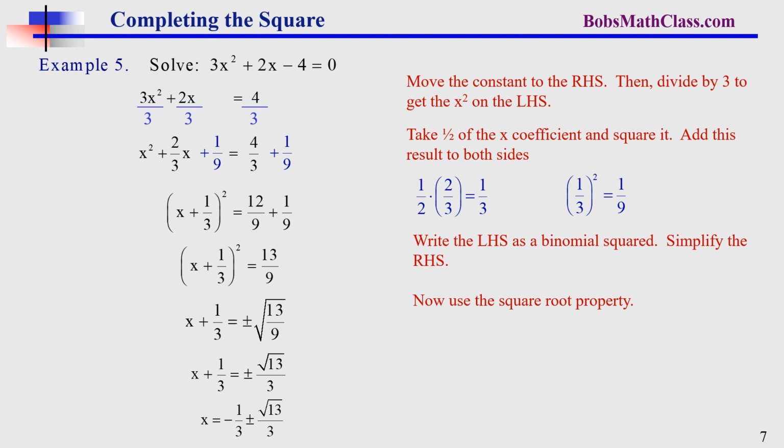They have the same denominators, so we can combine it. There's no i, so we can leave it as one fraction. There's our final answer: negative 1 plus and minus the square root of 13 all over 3.